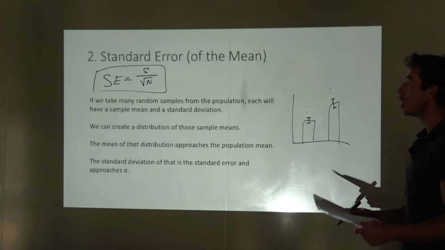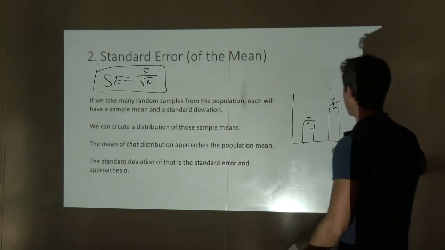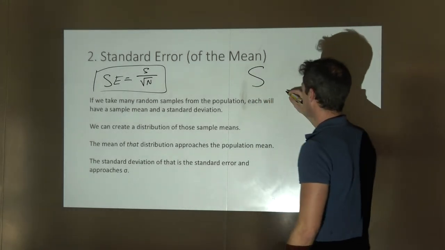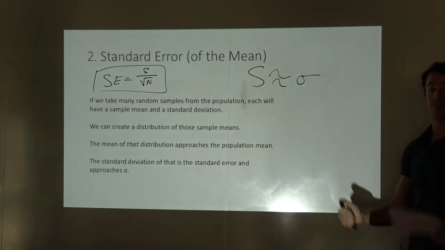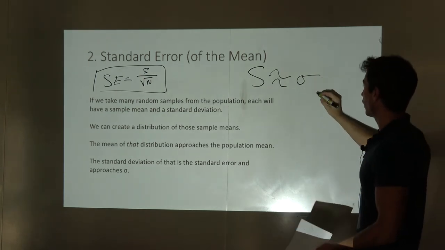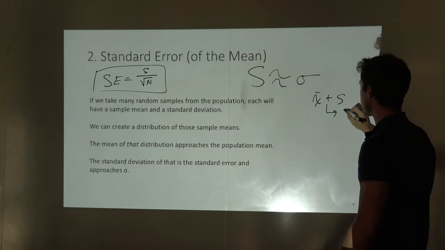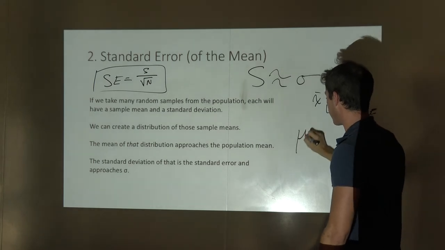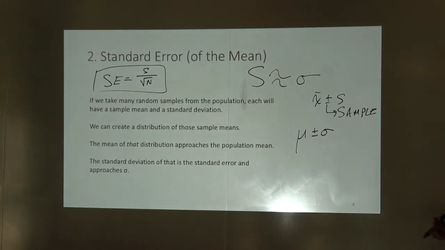Okay, so that's all well and good, but why? What is the nature of this? What does this really mean? So it essentially is describing how well does the standard deviation of our population approximate the true population variance, right? So remember, if we have X bar plus or minus S for our sample, that if we looked at the entire population, it's this mu plus or minus sigma. This is for every single observation that we could approximately make, okay?